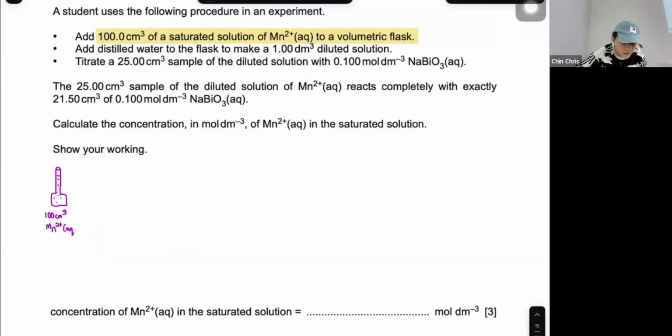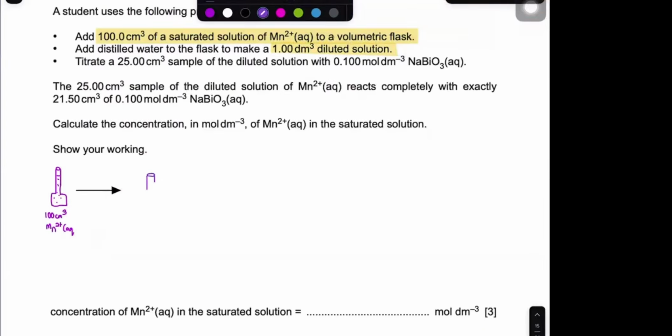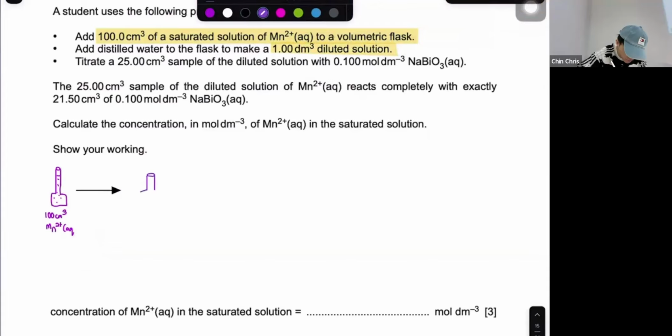All right, after that, add distilled water to make it 1 dm cube. What do you mean by add distilled water? Please tell me, for the second step, what process are you doing, dilution or extraction? I'm going to wait. Thank you, Muka. So right now you are diluting it to 1 dm cube, which is 1000 cm cube. I want you to put it down: you are doing a dilution here. Understand?